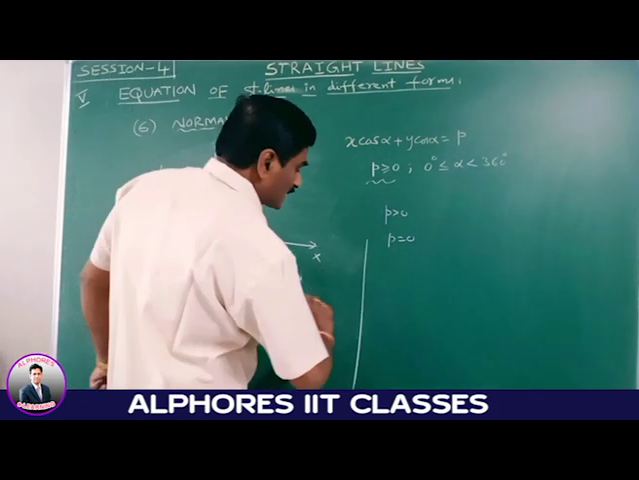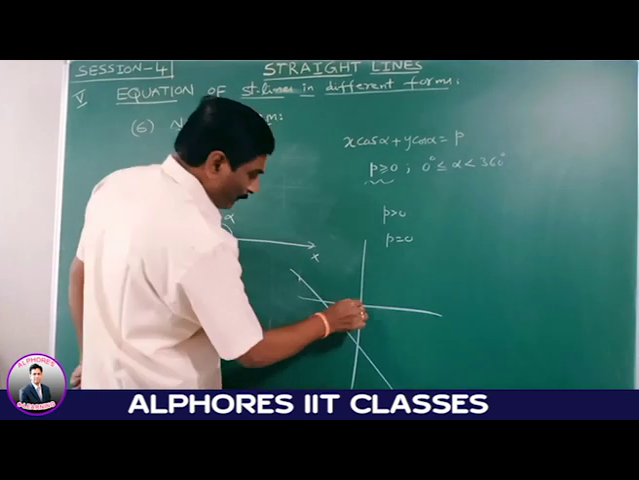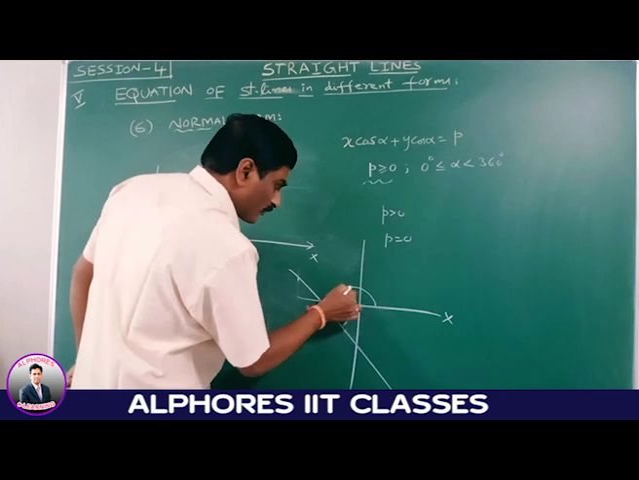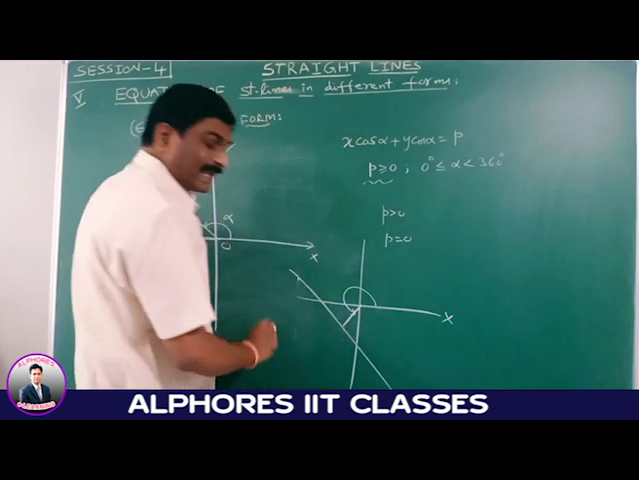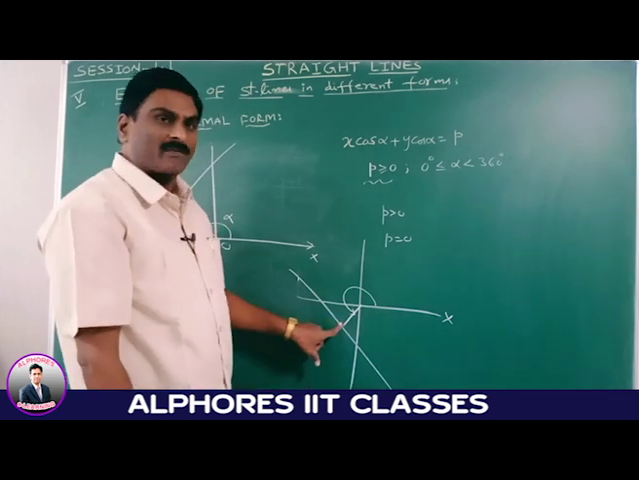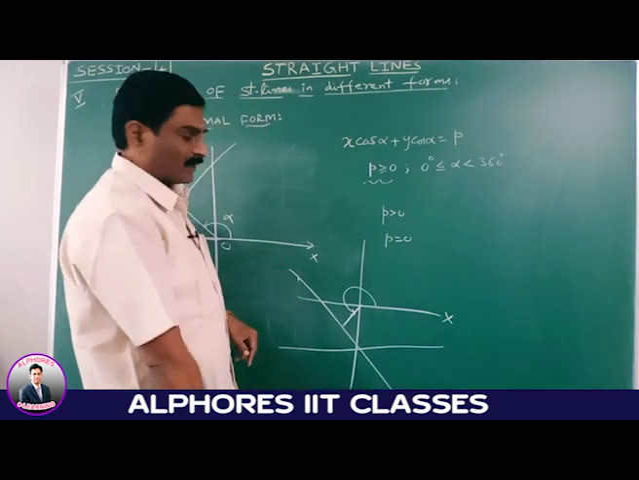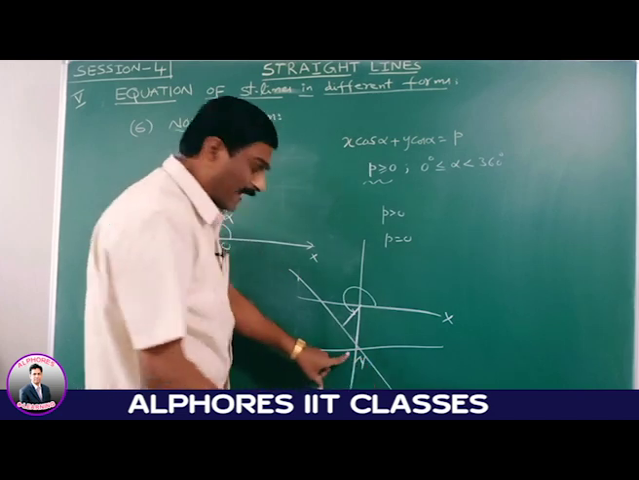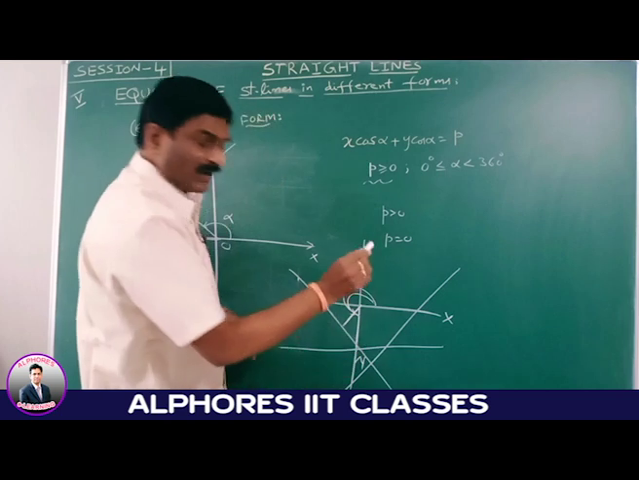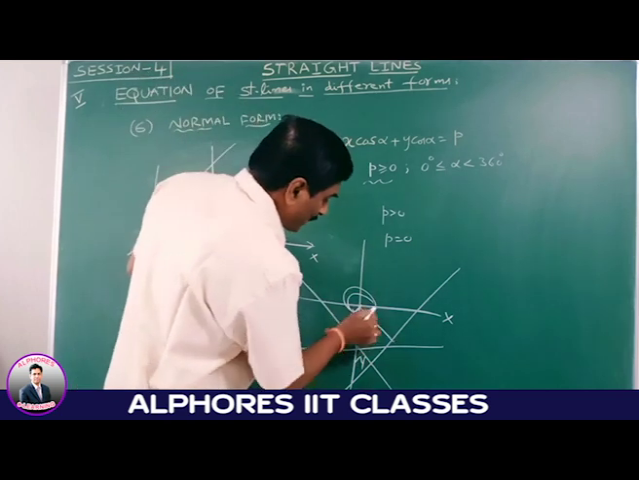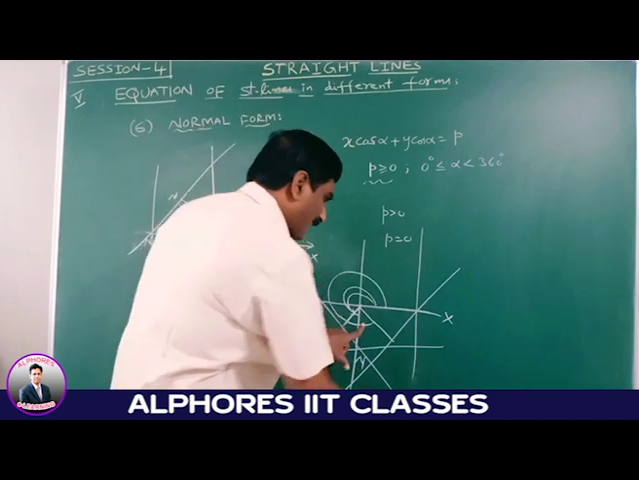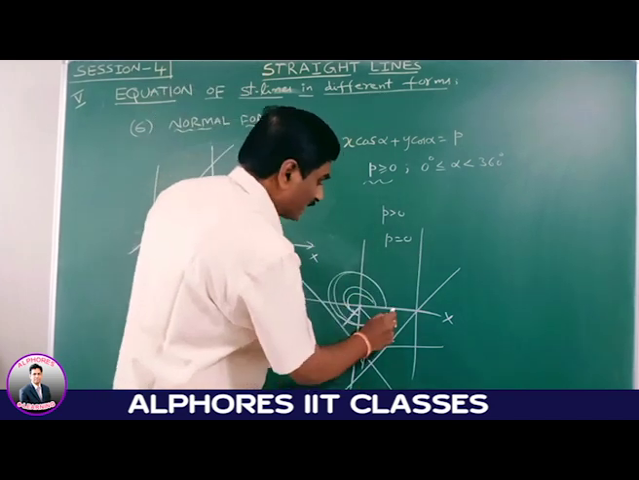Suppose the line is in this way. The angle between the positive x-axis and the normal is more than 180 degrees. Please observe, it is a straight angle, and 180 plus something means more than 180. Suppose the line is in this way and N coincides here. The angle is nothing but 270 degrees. If the line is in this way, the angle alpha is more than 270. Suppose again the line is in this way, the completed angle is 360 degrees.